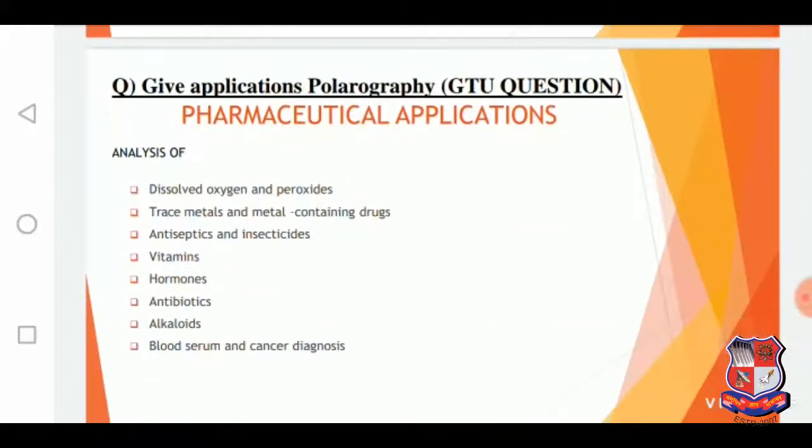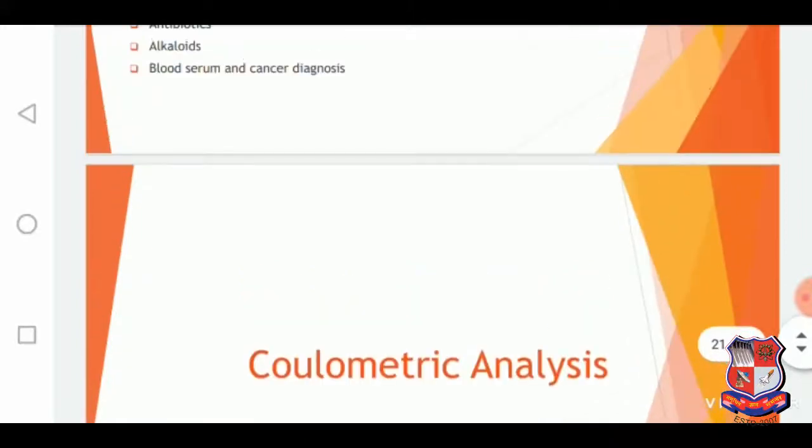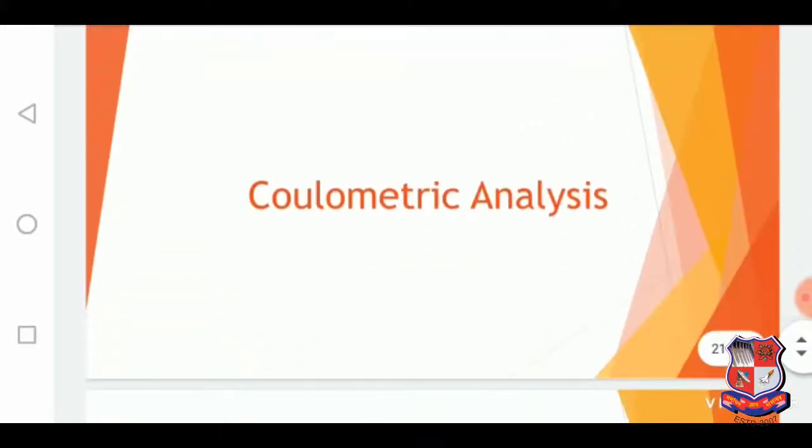What are the applications of polarography? These are the pharmaceutical applications. It can be used for the analysis of dissolved oxygen, peroxides, trace metals and metal-containing drugs, antiseptics, insecticides, vitamins, hormones, antibiotics, alkaloids, blood serum, and cancer diagnosis. These are the major applications of polarography.